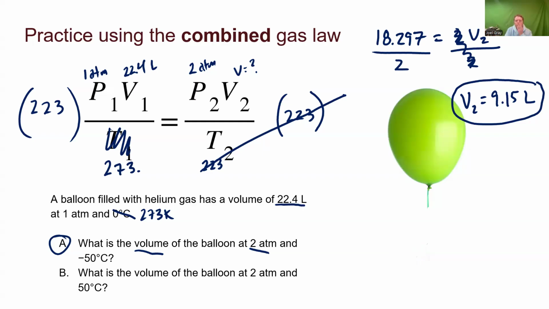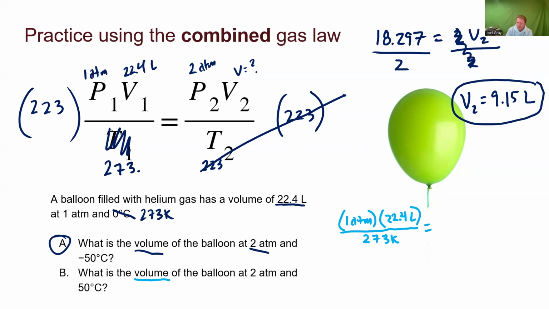Okay, so we've got 1 atmosphere. Oh, nice light blue, that's a fun color. 1 atmosphere times my V1 is 22.4 liters, divided by my T1, which is 273 Kelvin. I'm going to set that equal to my new state. My new state is the scenario that's described in part B.